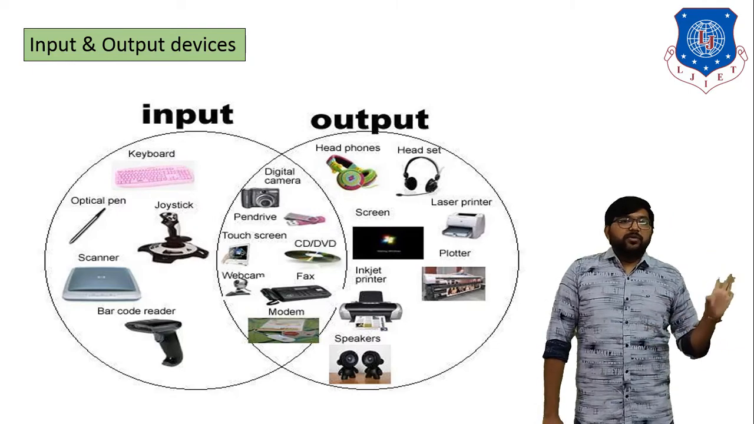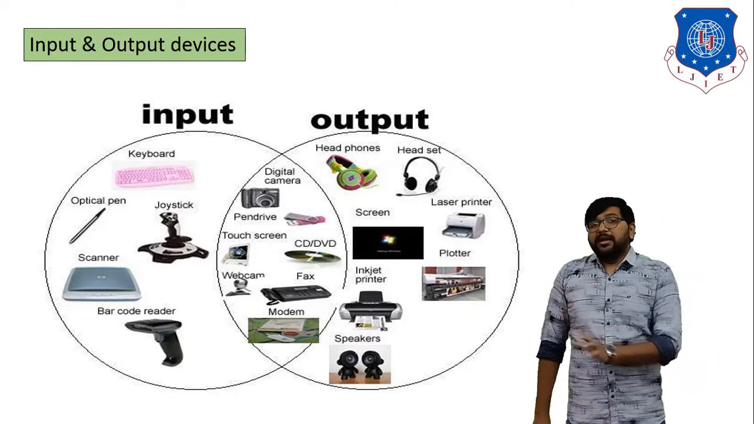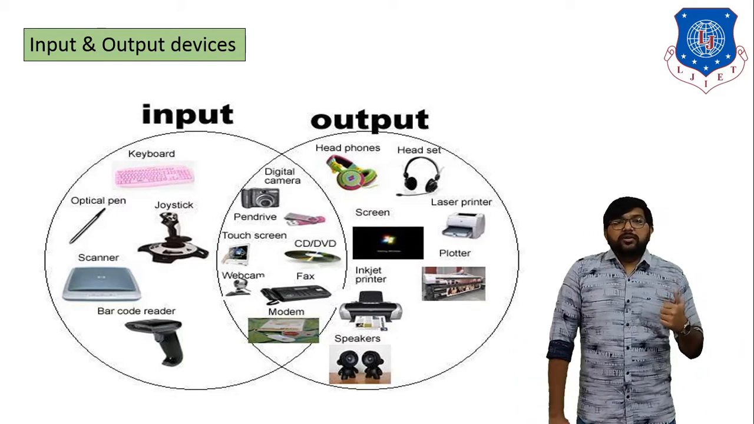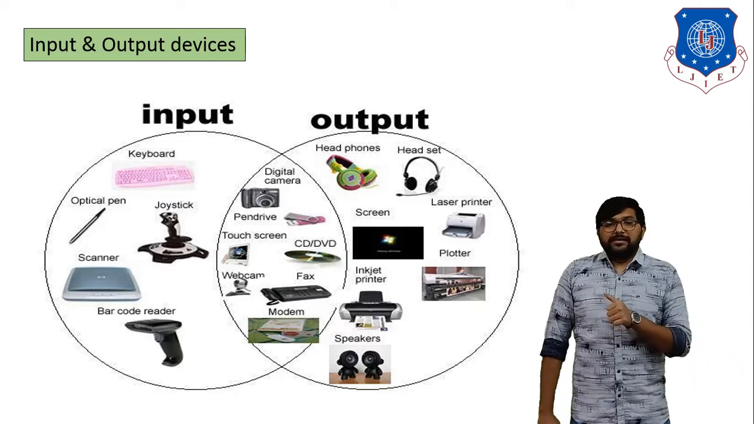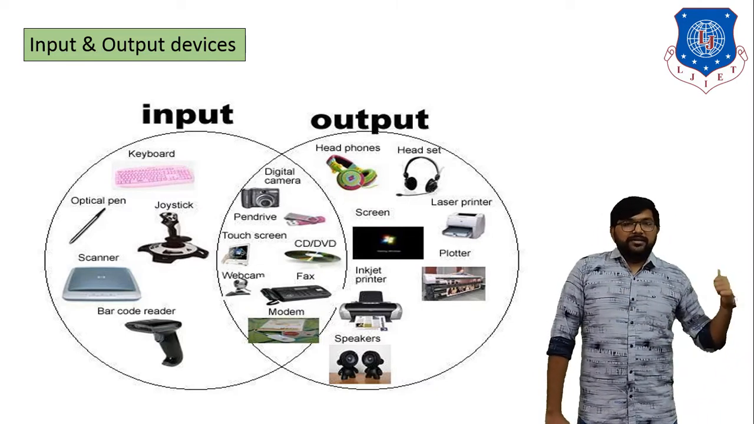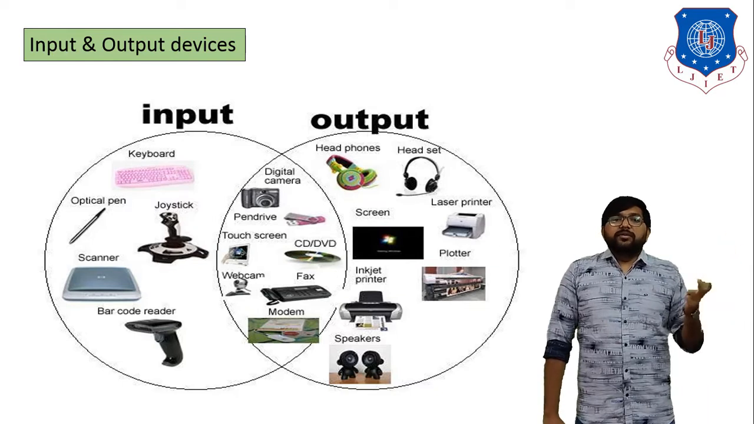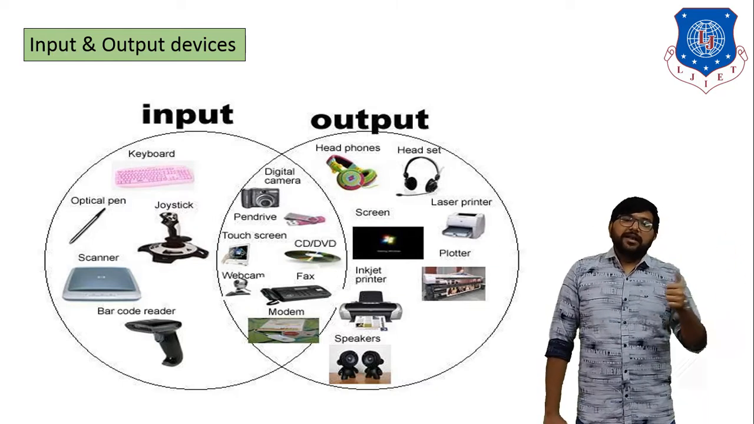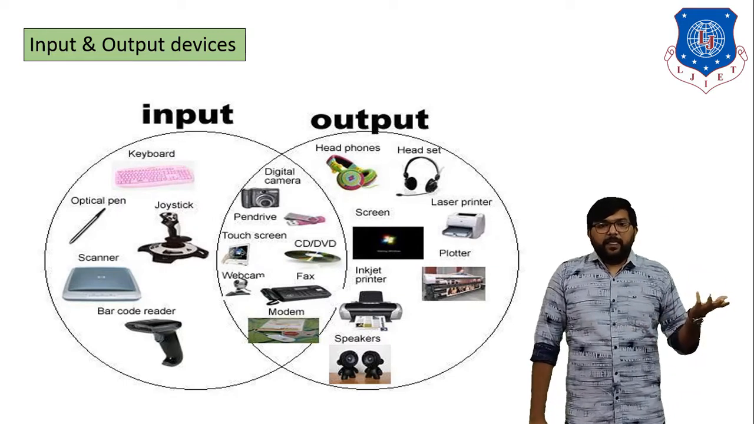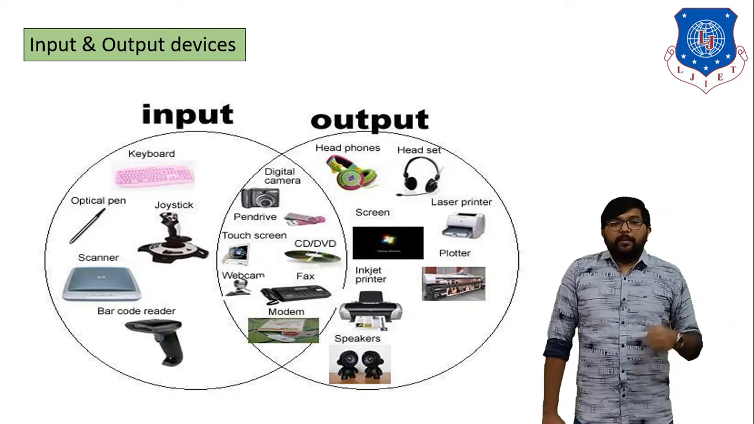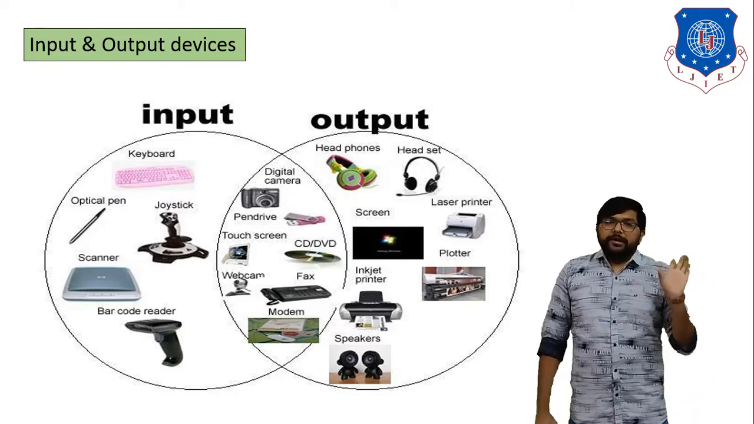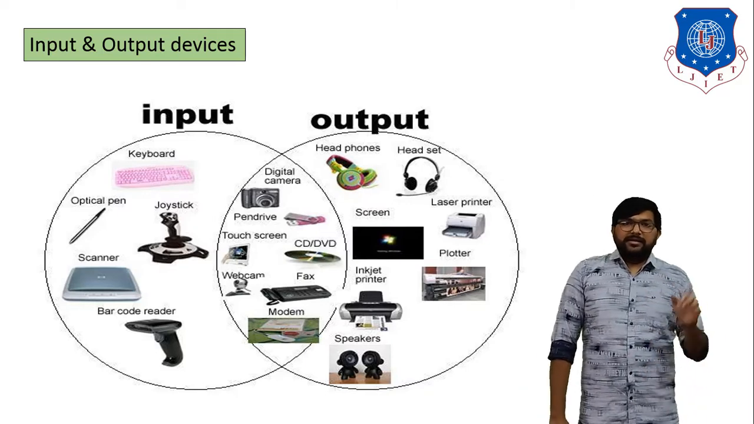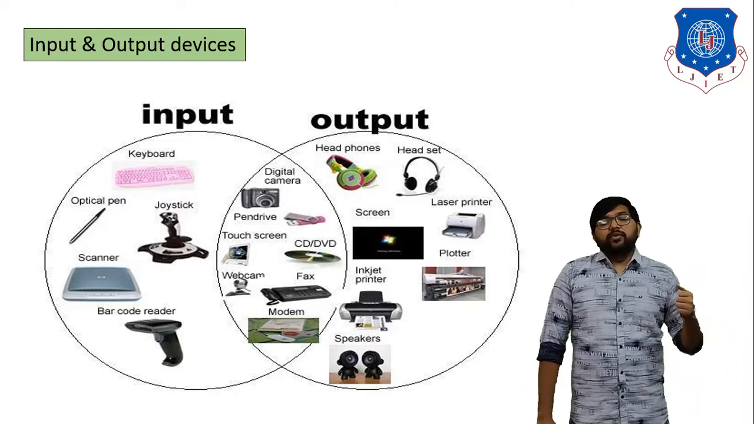So now we have discussed some input devices and some output devices. One more category also exists: some devices are used as both input and output devices, like a digital camera. A digital camera falls in both categories, input device as well as output device. Touch screen, CD or DVD, pen drive, webcam and modem are all considered input and output devices. So these are some of the input and output devices that we use in computer aided design.